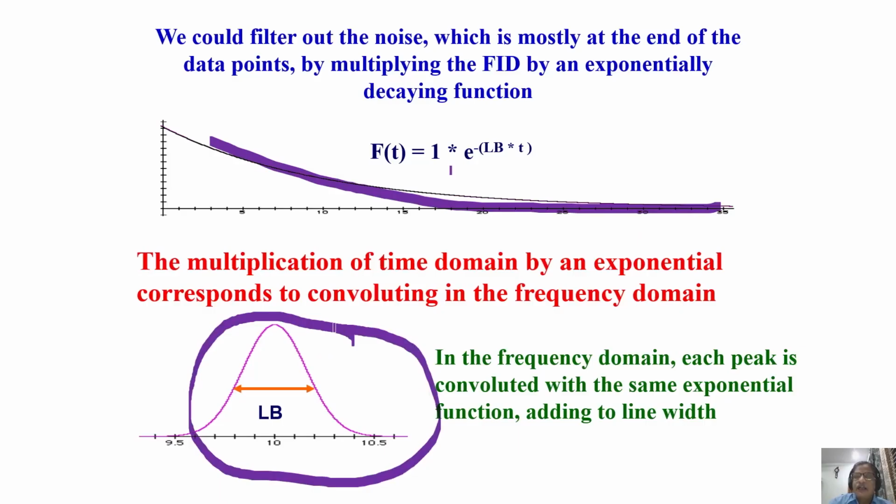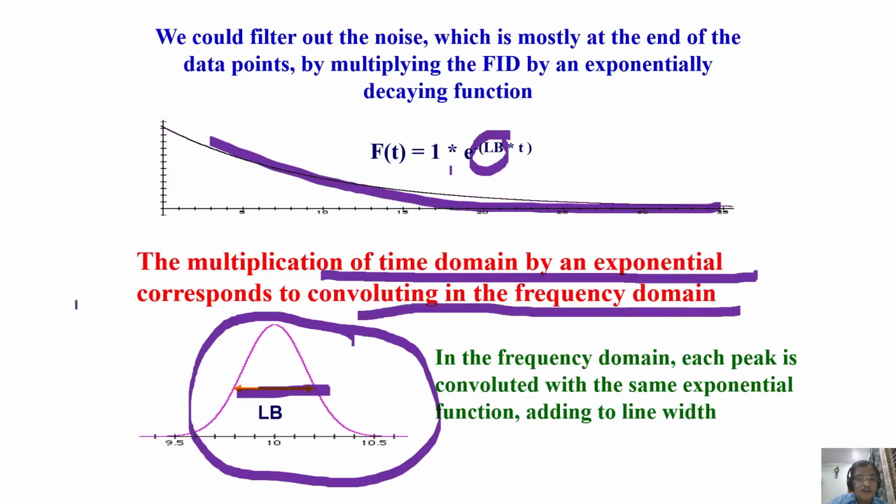I am going to get a Lorentzian like this with the line broadening, which is full width at half maximum, which is equal to the inverse of this. But one important theorem is there in Fourier transformation. It is called the convolution theorem. What the convolution theorem says is multiplication of the time domain signal by an exponential corresponds to convolution in the frequency domain. This theorem is called the convolution theorem in Fourier transformation.